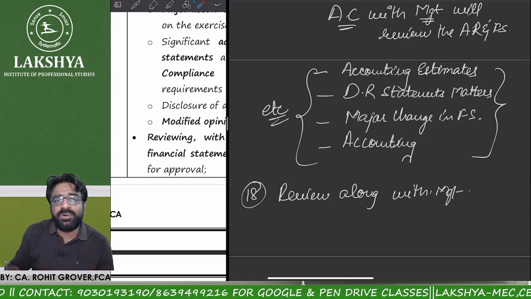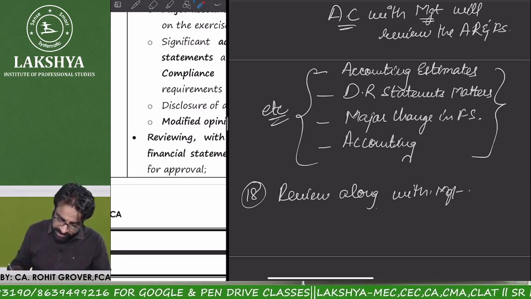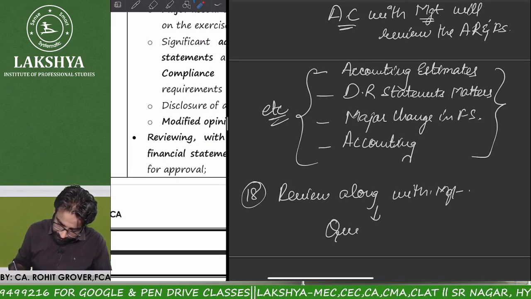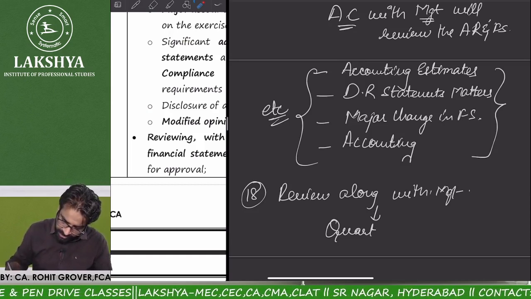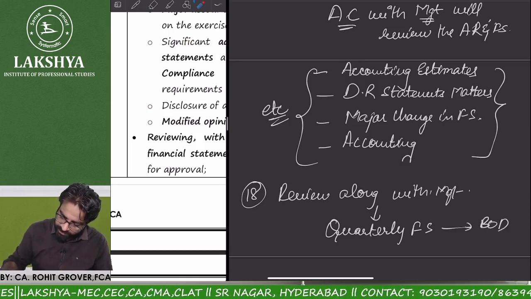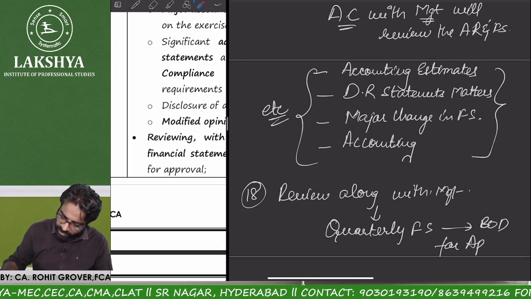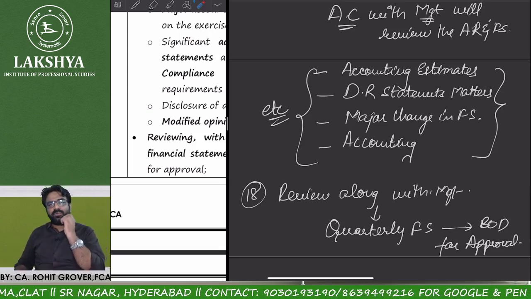What is to be reviewed along with the management? The review is required to be done along with the management relating to quarterly financial statements also. Relating to which financial statements? Quarterly financial statements, which are required to be sent to the board of directors. For which purpose? For approval purpose.